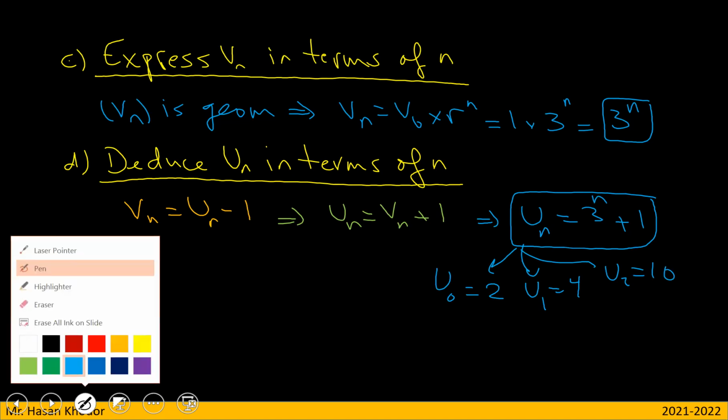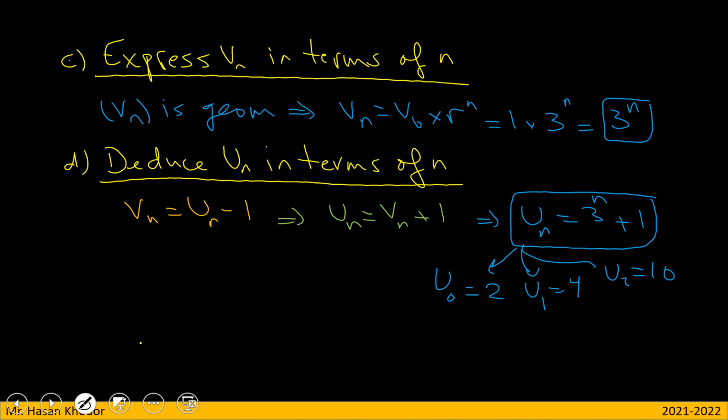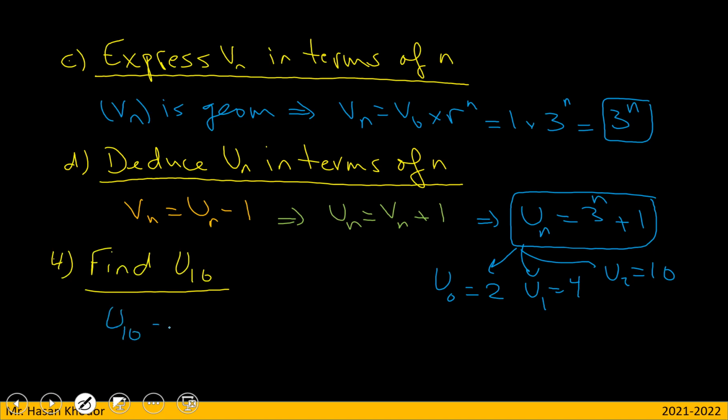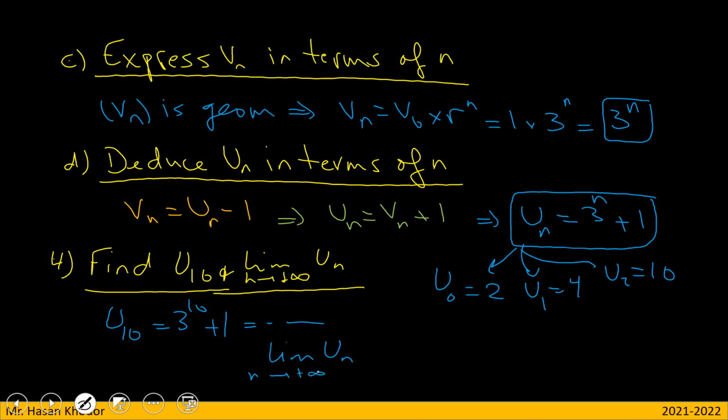What about if I told you to find, for example, this is part 4, find U10. What do you do to find U10? Simply you say that U10 is equal to 3 to the power 10 plus 1, and you can use the calculator to find this value. Also, I would ask you to find the limit as n tends to infinity of Un, for example. You say the limit of Un as n tends to plus infinity is 3 to the power plus infinity, which is plus infinity.